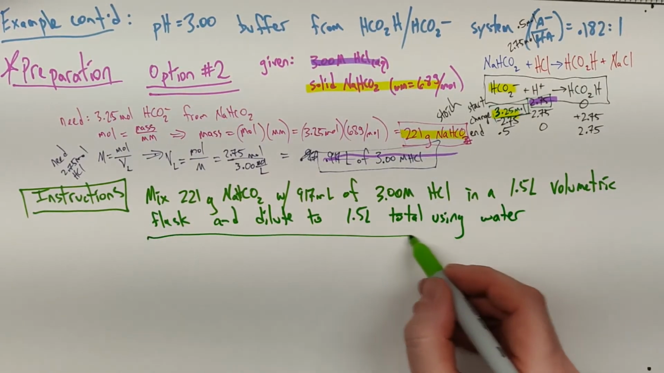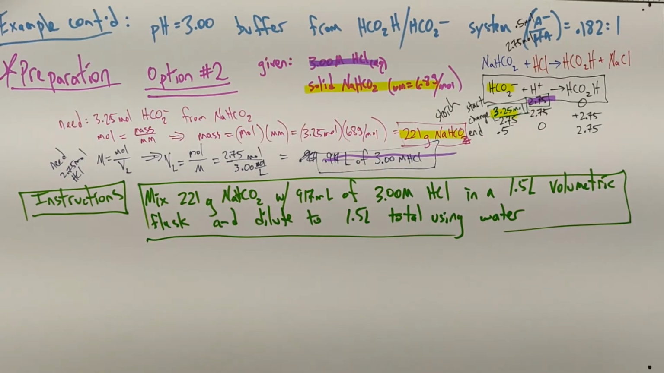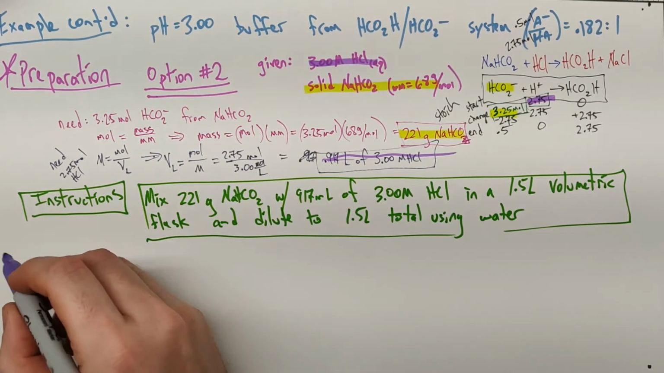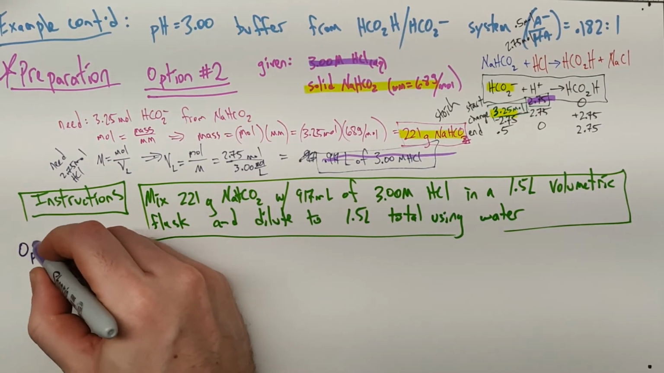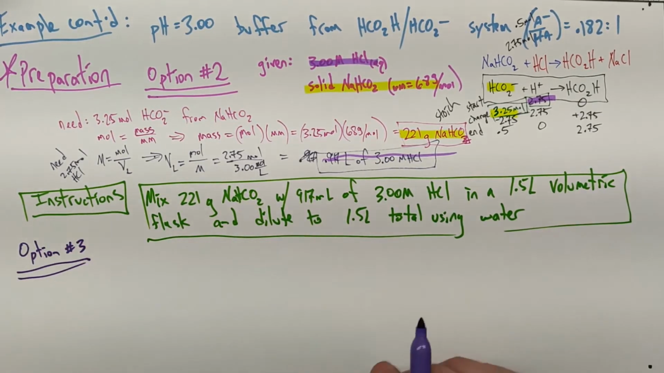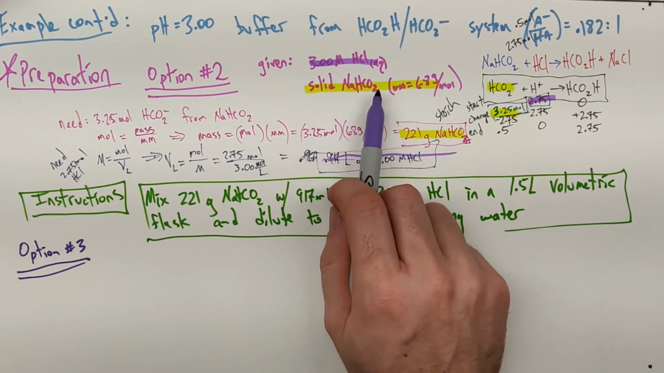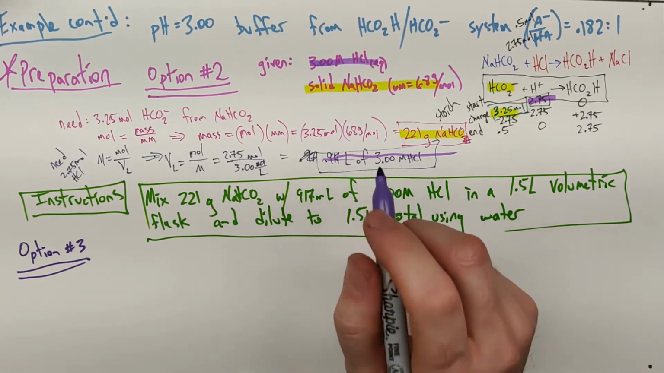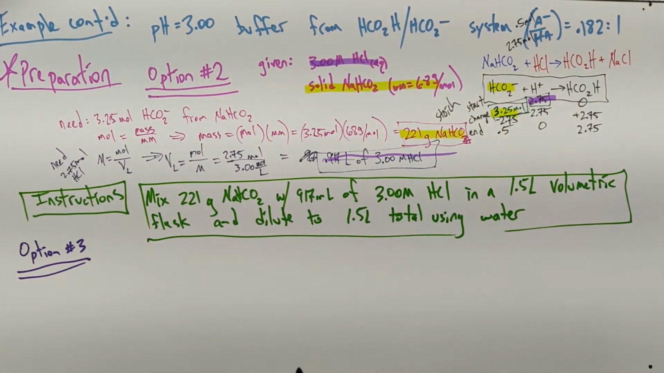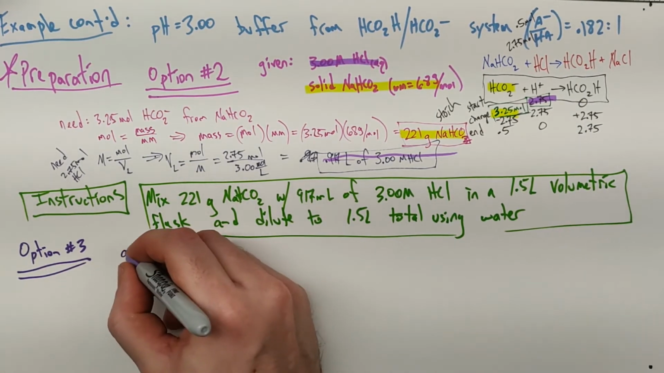Right, and that should be distilled or deionized water or whatever. With my infinite stubbornness in mind, I'm going to try and squeeze option number 3 on this page. Just like we had the option of strong acid with the weak conjugate, we can also do weak acid in excess with strong base.